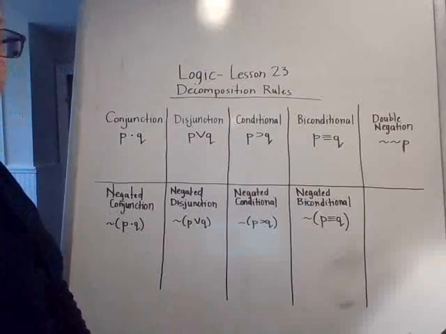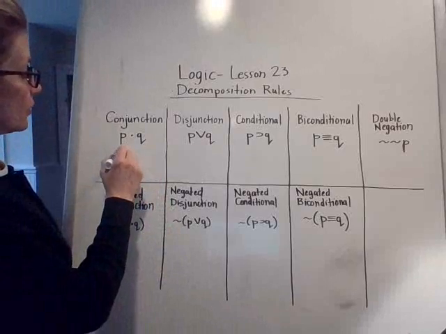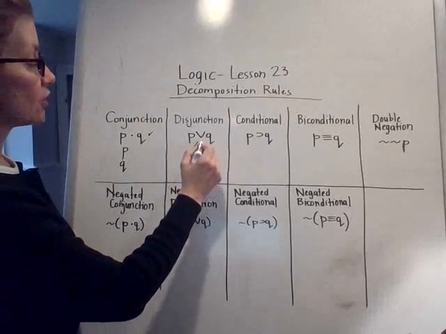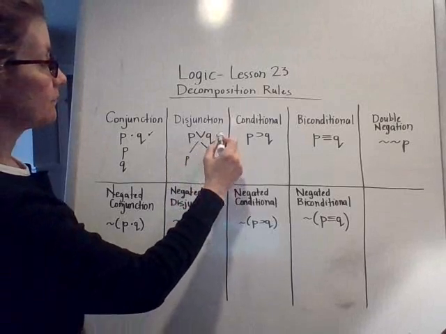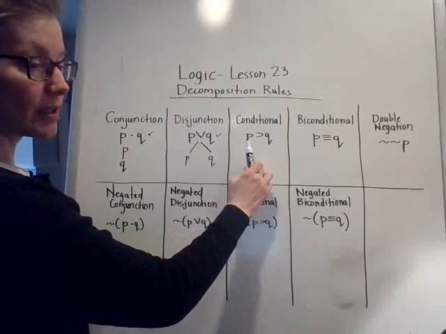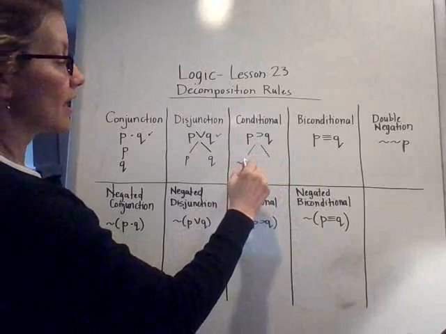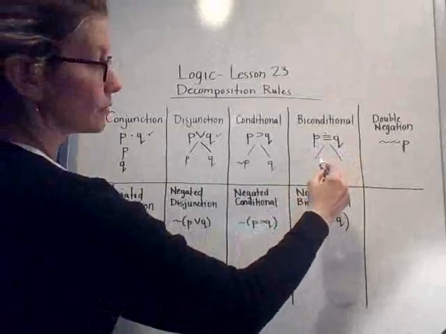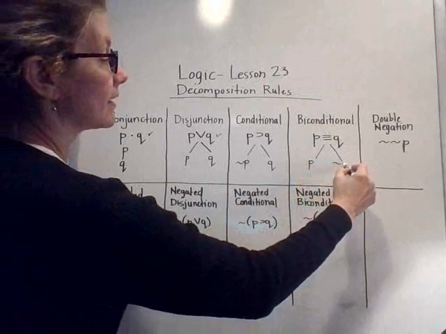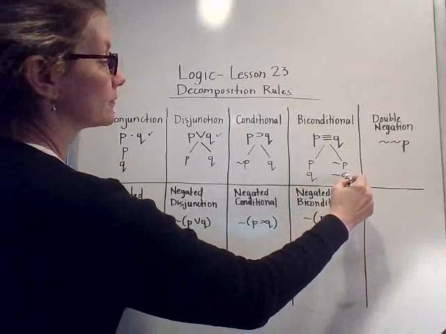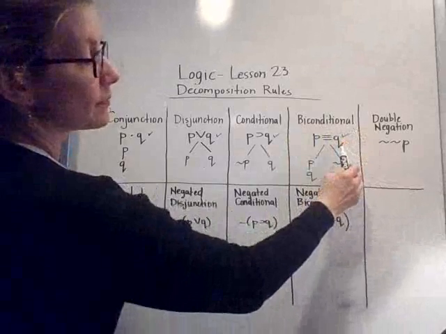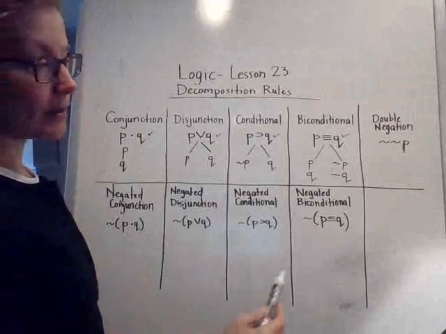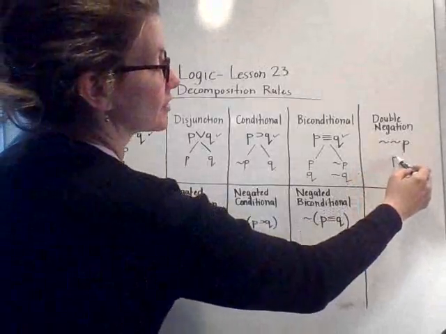All right, so if you remember from lesson 22, if you have a conjunction, it decomposes to just P and then Q. If you have a disjunction, remember a disjunction branches to P and Q. Now this is a new one. This is a conditional, and a conditional also branches to not P and Q. The biconditional branches to, actually this one has two layers. It has a P and a not P, and then a Q and a not Q. All right, and whenever we finish decomposing a proposition, we want to check mark. Sometimes I forget to do it, but you want to try to remember, it'll help you keep track a little bit better. And double negation, we did that one last time, and that's just P.